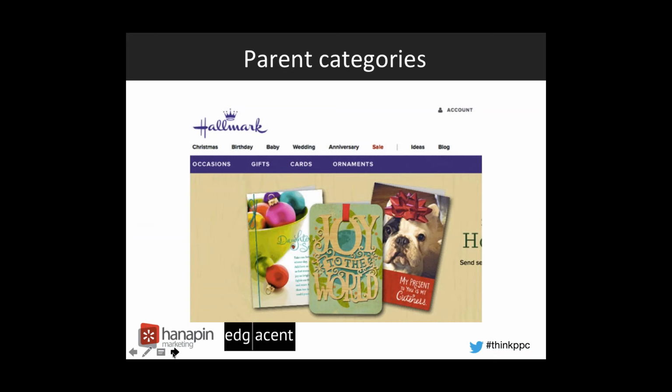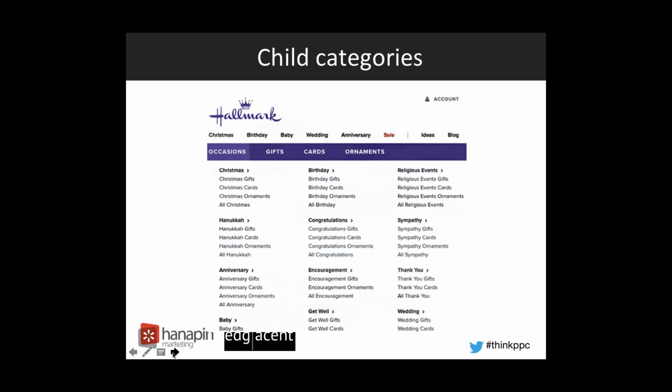Here's another example. So, Hallmark. Hallmark actually is a brand going direct to consumer, and they've decided to organize things at a basic level by occasions, gifts, cards, and ornaments. And you'll see that secondary menu here. This shot was taken around Christmas time, so they have Christmas, birthday, baby, wedding, and anniversary. This is nice because it removes the need for engaging with the purple menu. You can scan that at a glance, but once you engage with the purple menu, you get this.